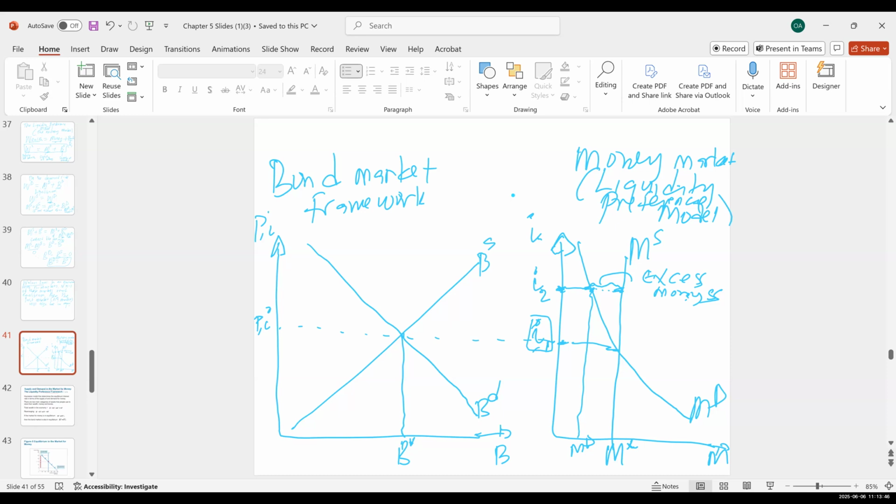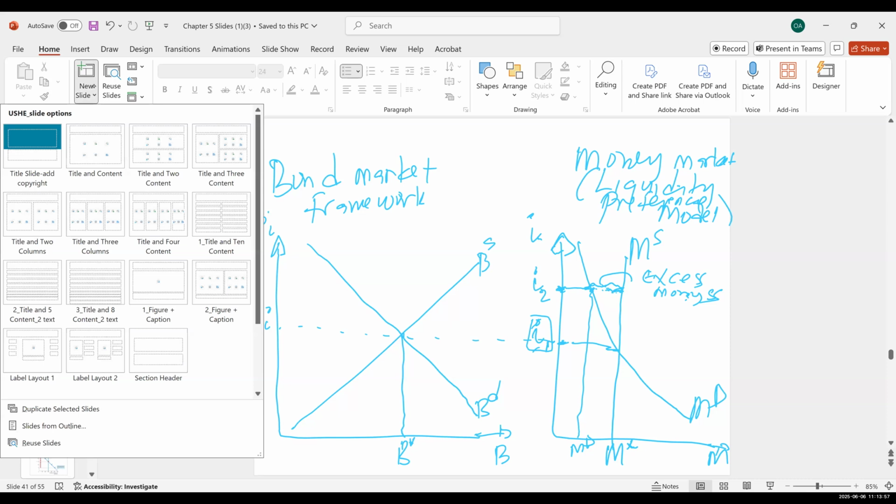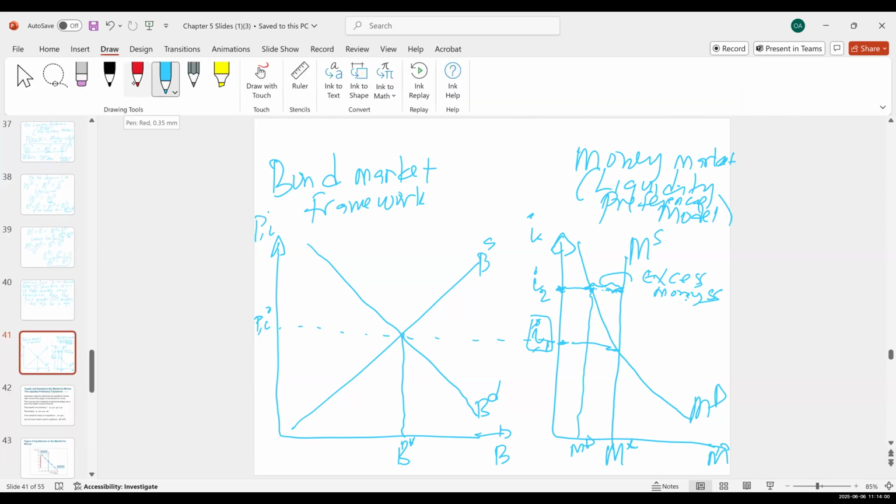So according to John Maynard Keynes, anytime there's an excess supply of money in the economy, people are going to use that excess supply of money to buy bonds, to invest in bonds. So that means the demand for bonds would shift to the right. That is going to raise the equilibrium bond price to P2. And remember, when bond price rises, what happens to the interest rate? Because we read them in opposite directions. The interest rate goes down.